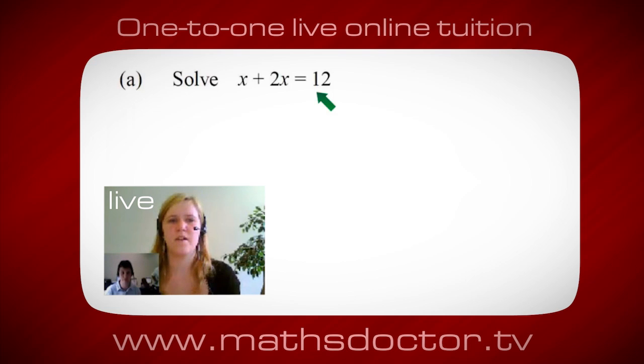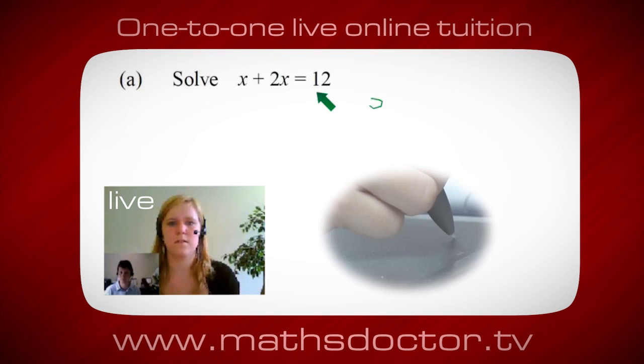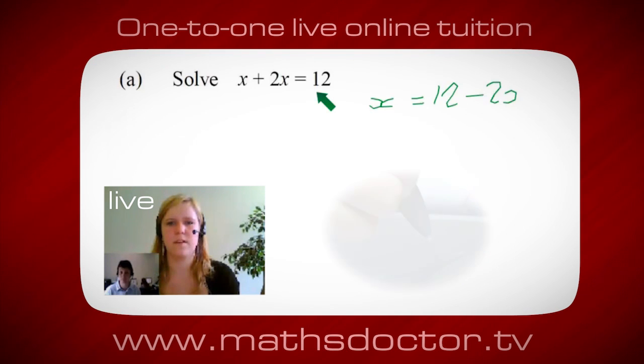Okay, well, I want x on its own, so I would put x equals 12 minus 2x. So a lot of the time we want to get x by itself, but what we want to do first is get all of these x's together. So can you see anything we can do with this? Get all these together in one place.